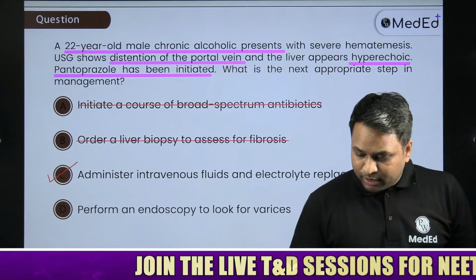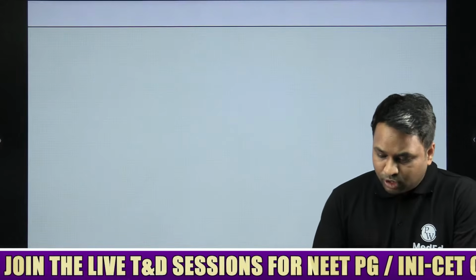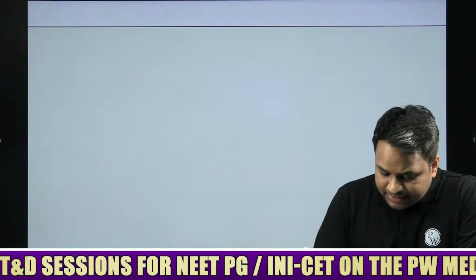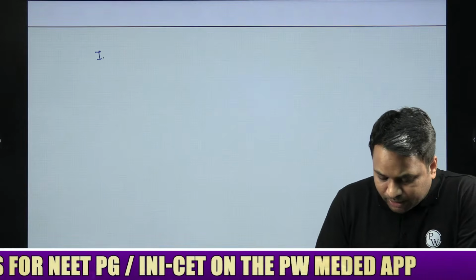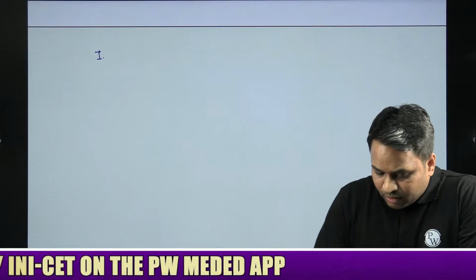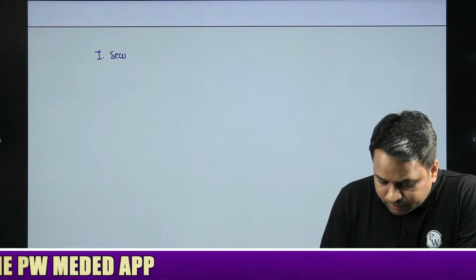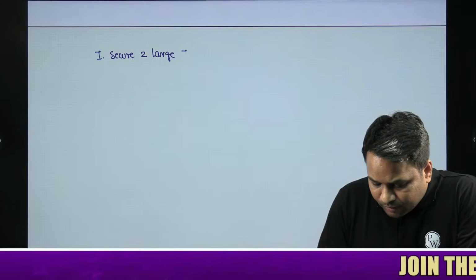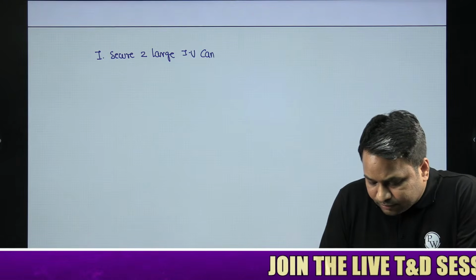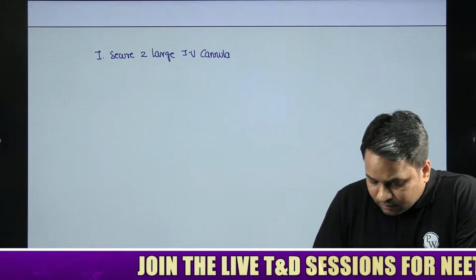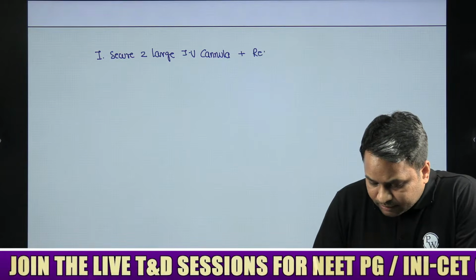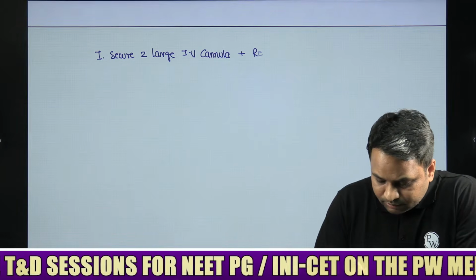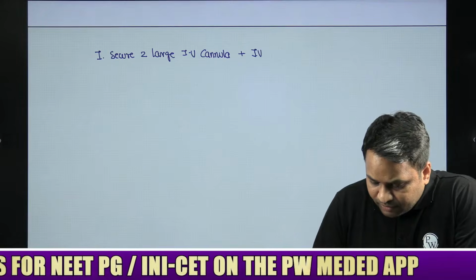Now those who are wondering what is the protocol that I'm talking about, for all bleeding esophageal varices, there's a stepwise protocol. Step number 1 is to secure 2 large IV cannulas and resuscitate. Start the patient on IV fluids.